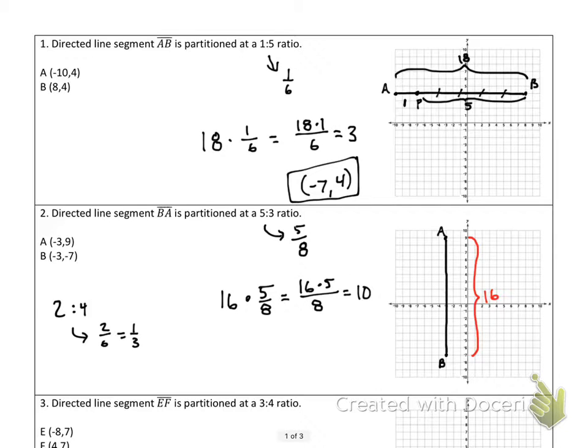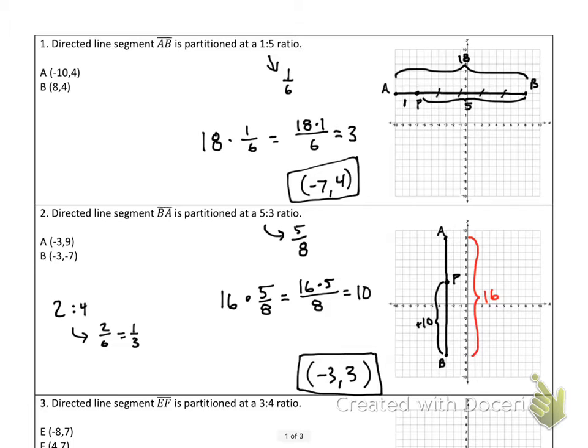So what do we do with that 10? We go 10 up from B. So I'm going to count up, and there's 10 right there. And that gets me to my partition point. Now I can say I've got my final answer here. What's my coordinate for the partition? -3, 3. Okay. So those two are good to go.